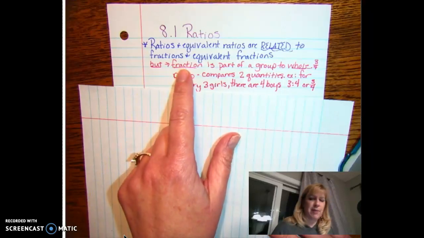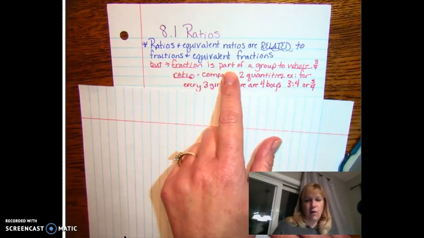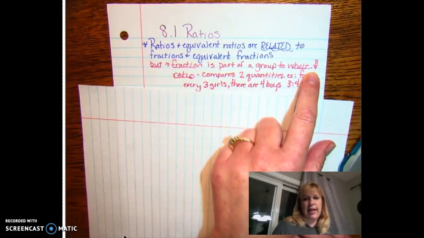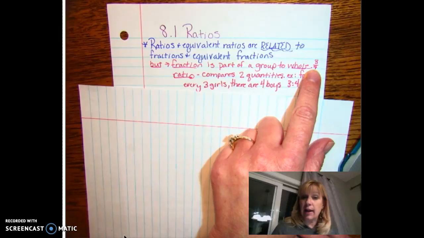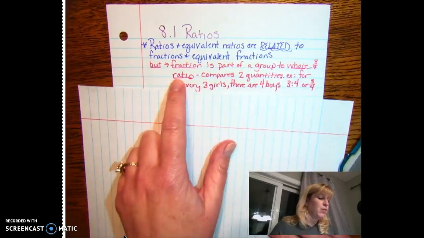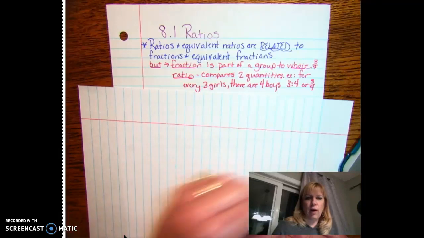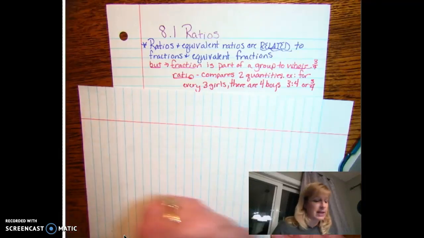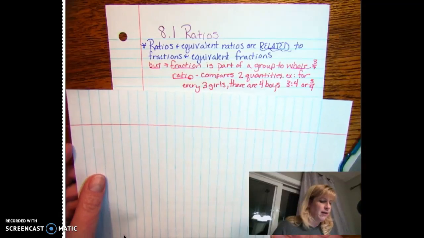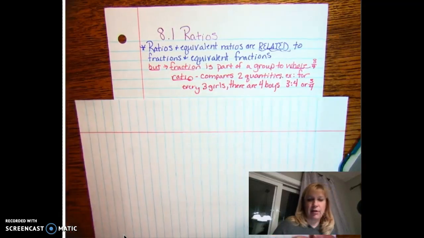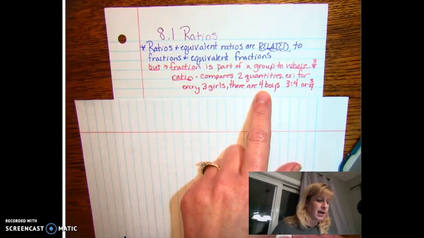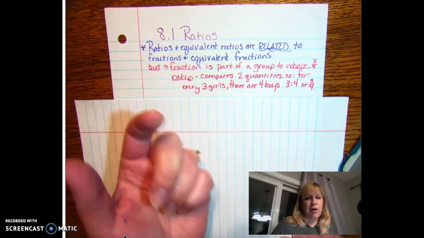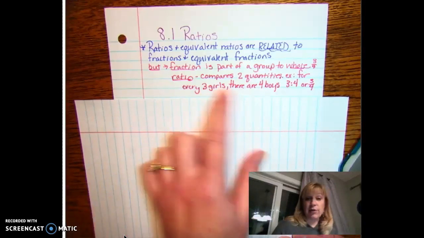a fraction compares part of a group to a whole. So you could say that you have 3/4 of a cup, 3 of the 4 parts of a cup, 3 of the 4 parts of a candy bar, that sort of thing. A ratio is comparing two different quantities for some purpose. So if you want the ratio of girls to boys in a particular small group, for every 3 girls there are 4 boys, that is not a part to a whole.